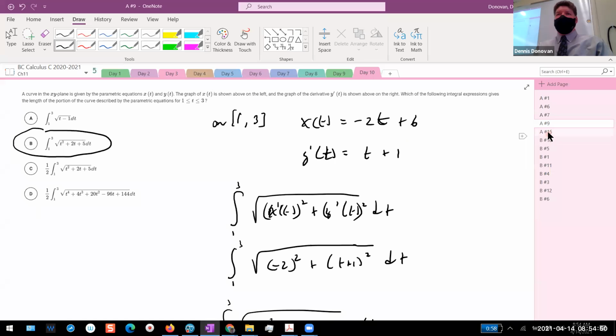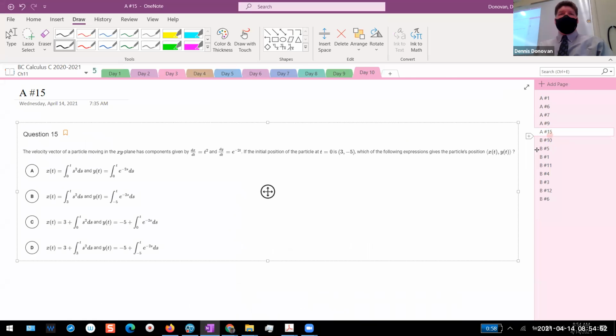All right, let's look at 15. Make sure if you have questions along the way, you're asking, all right? The velocity vector of a particle moving in the xy plane has components given by dx dt equals t squared and dy dt equals e to the -2t. The initial position of the particle at t equals 0 is (3, -5). Which of the following expressions gives the particle's position x of t, y of t?